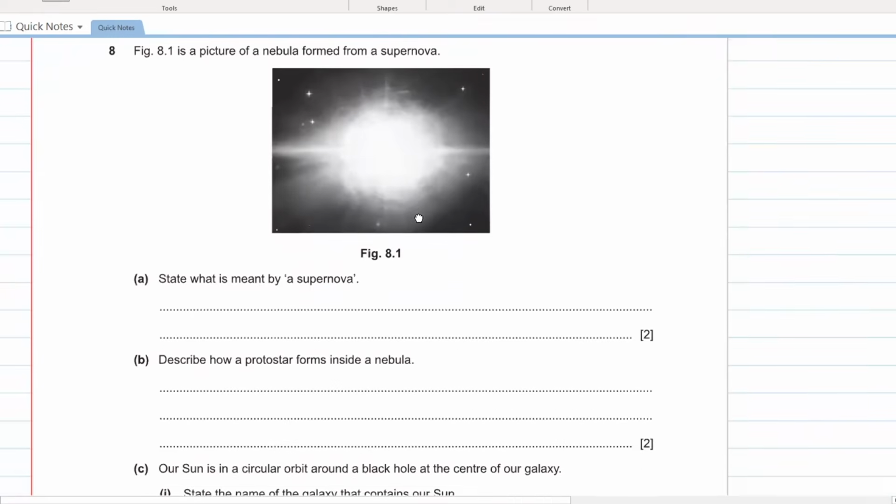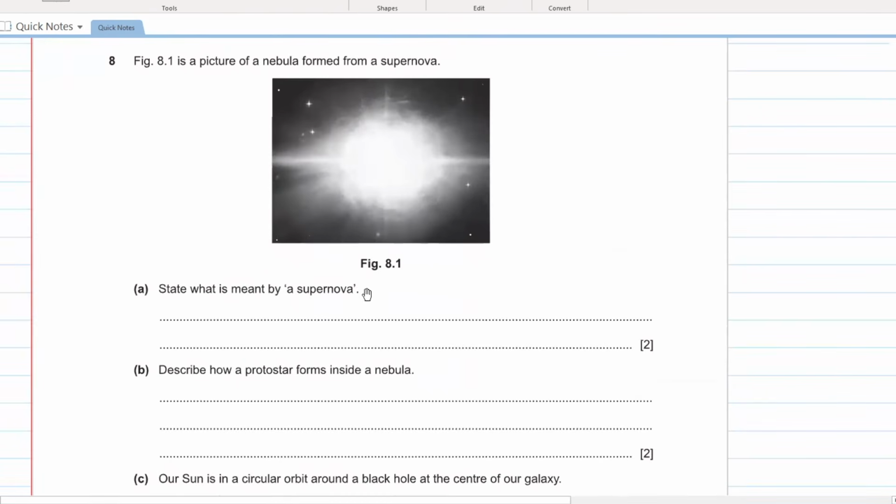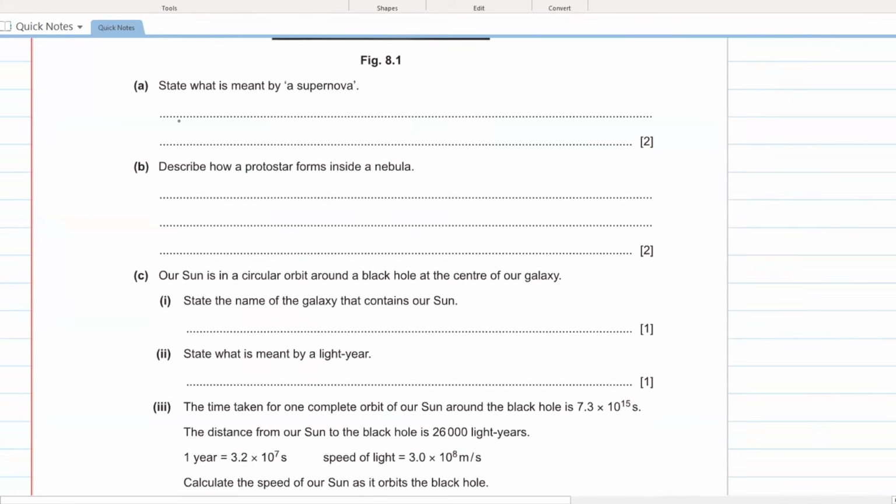Simple. Let's see this. Figure 6.1 is a picture of a nebula formed from a supernova. State what is meant by the supernova. Explosion of a red supergiant is known as supernova. Describe how a protostar forms inside a nebula.